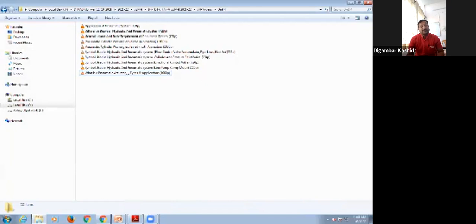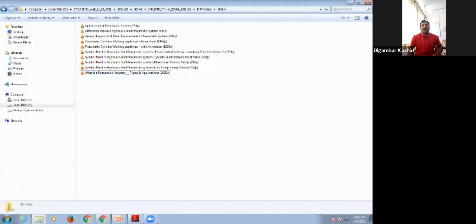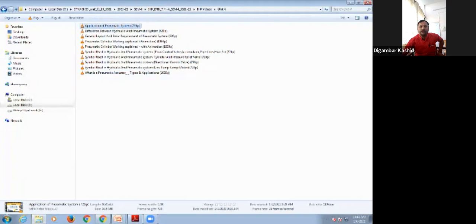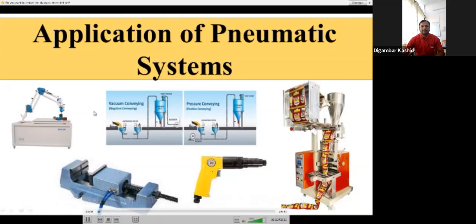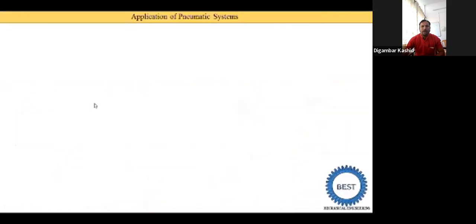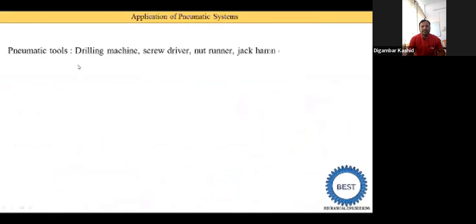One point we have discussed in the last lecture, in the first lecture, is the application of pneumatic systems. So with the help of one small video, I discuss the application of pneumatic systems. The application of the pneumatic system is for various pneumatic tools, like drilling machines, screwdrivers, nut runners, and jackhammers.